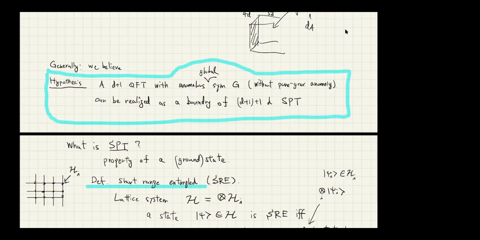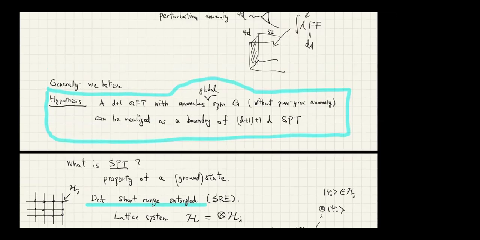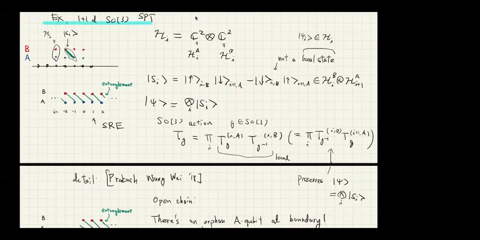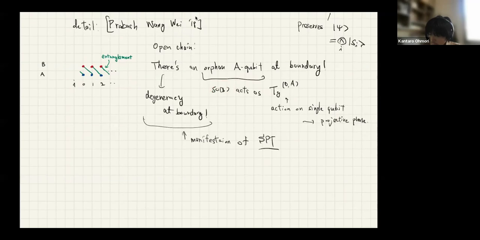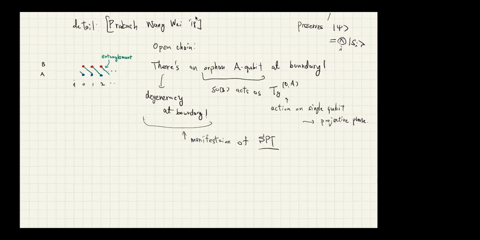Can I ask a question? Sure. For the last part, how did you see that this qubit at the edge is in the projective representation? Well, we've seen that the qubit is acted on by SO3 as a projective representation. The Bloch sphere is naturally acted on by SO3, but it cannot be realized linearly. I see. So a single qubit is always in the projective representation. Yes.